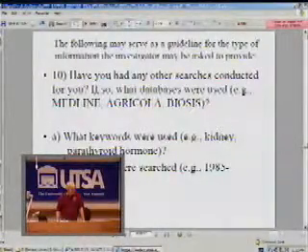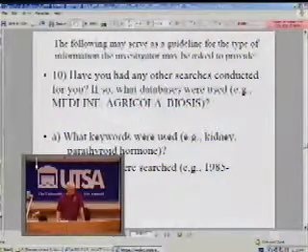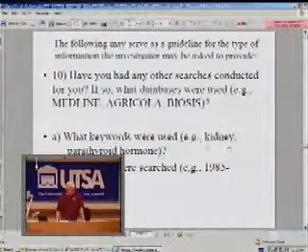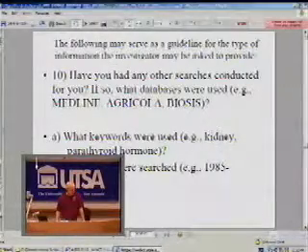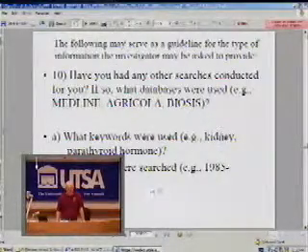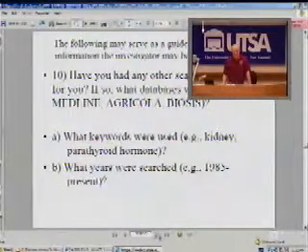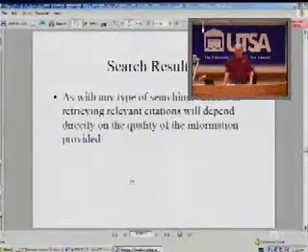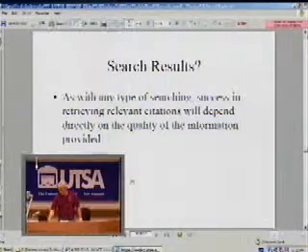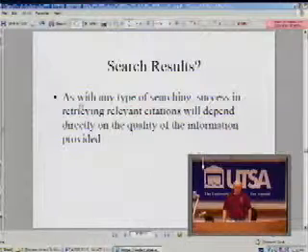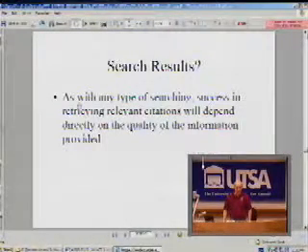Have you had any other searches conducted for you? If so, what databases? Medline, Agricola, Biosys? What keywords did you use? Kidney, parathyroid hormone? What years were searched, 85 to the present? So I think you saw that I answered nearly all of these questions in one way or another in response to the IACUC on my proposal back then at the beginning of the new millennium.